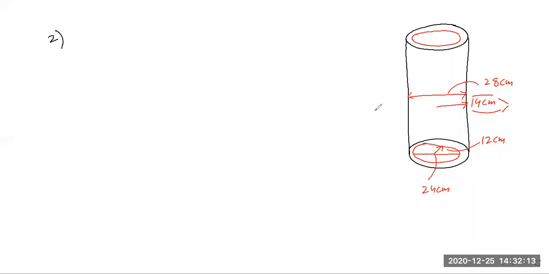Okay, 14 centimeters is RO. So I will write here RO is 14, and RI, the inner radius, is 12 centimeters. Now he says the length of the pipe is 35. Length means height, H. Find the mass of the pipe. We have to find the mass of the pipe.